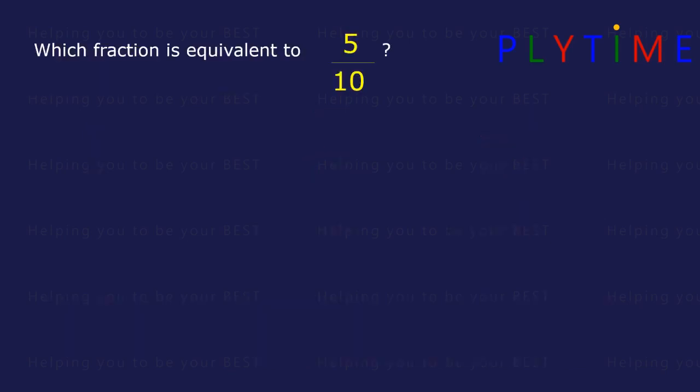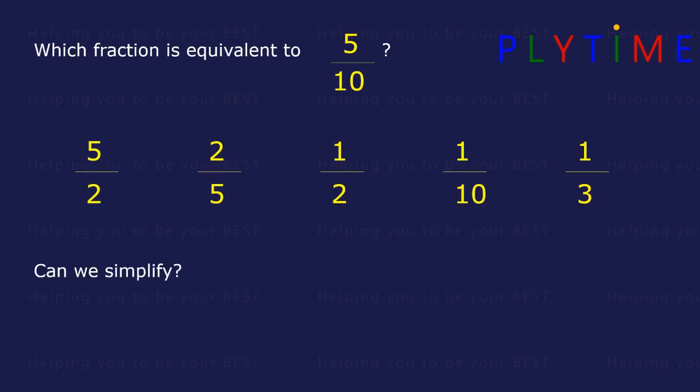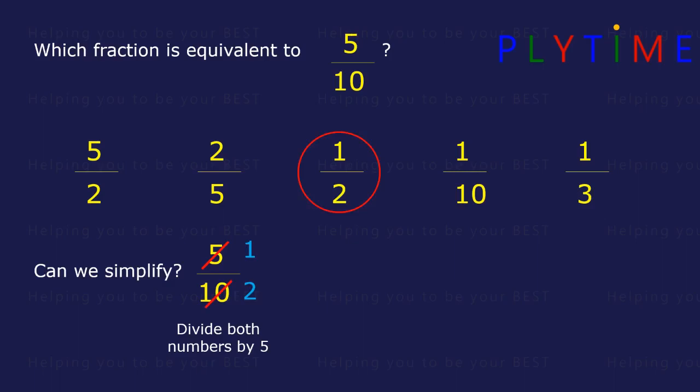Which fraction is equivalent to 5/10? Can we simplify 5/10? We can divide both the top and the bottom numbers by 5. 5 divided by 5 is 1 and 10 divided by 5 is 2. 2 5s are 10. So it's simplified to be 1/2. 5/10 is equivalent to 1/2.